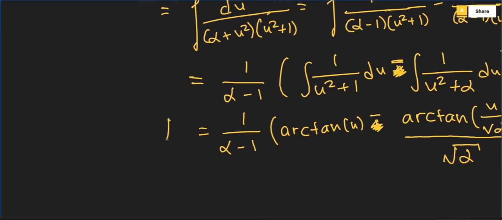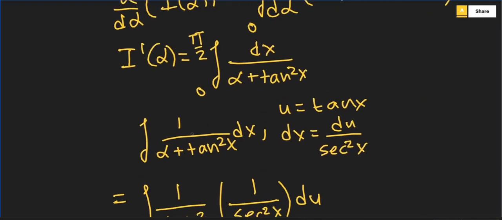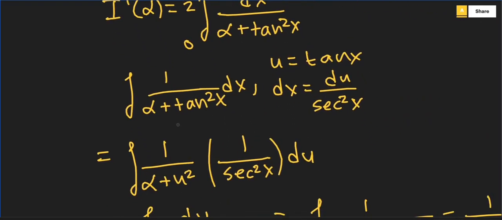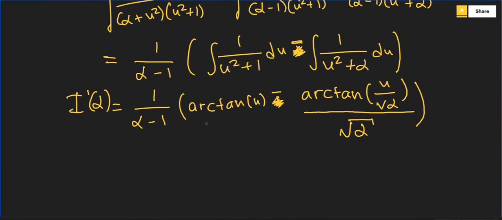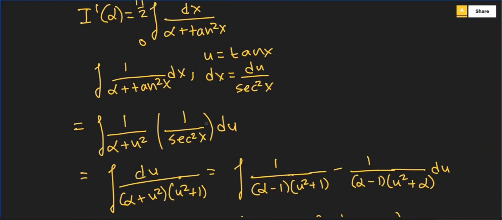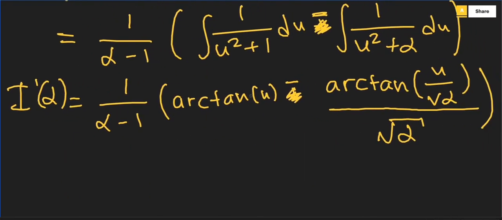And we've simplified this. So this is now I dash of alpha. Once again, we found I dash of alpha is this integral, and we solved the indefinite integral. So this is our indefinite integral in terms of u. And just remember that we made this out of u is equal to tan x. So now we can just put tan x back instead of u, and the arctan of tan x is x, and it's the same thing here. You can try with limits, and it's going to be the same thing.